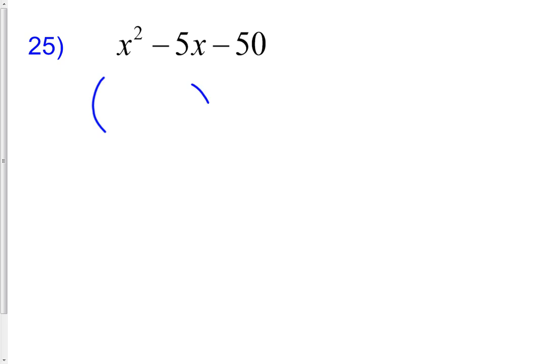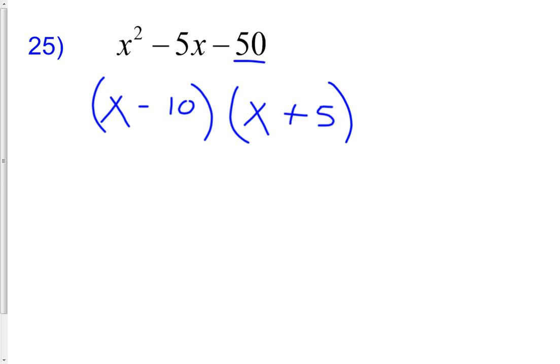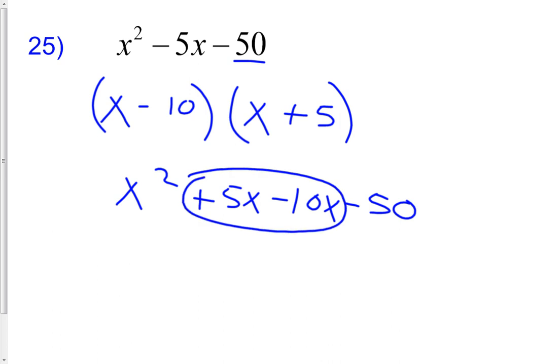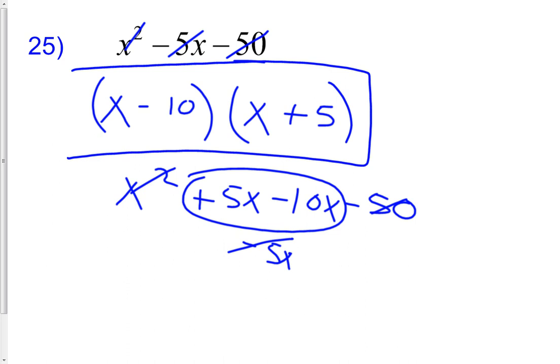25, when you see a trinomial, we just factor and we guess and check. X times x is x squared, and then we get a negative 10 and a positive 5. That makes our negative 50, and then when we FOIL, x squared plus 5x minus 10x minus 50, right here makes a negative 5x, and that's what we get here. X squared, negative 5x, negative 50, negative 50. So here is our answer.